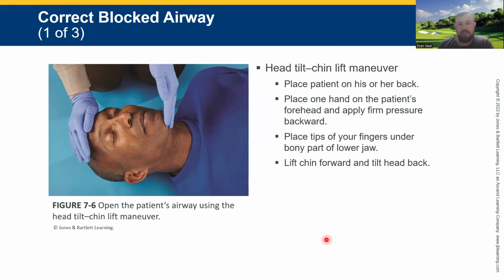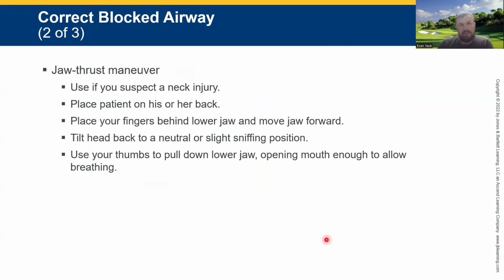Now, with that being said, head tilt chin lift is used in non-traumatic patients. If this patient was witnessed going down, there's no traumatic event involved. They didn't fall and hit their head, they weren't in a car wreck, anything like that, then we can use the head tilt chin lift. The next one, same process, is the jaw thrust maneuver. This is if there was a traumatic event and we're afraid there might be spinal cord or neck injuries.